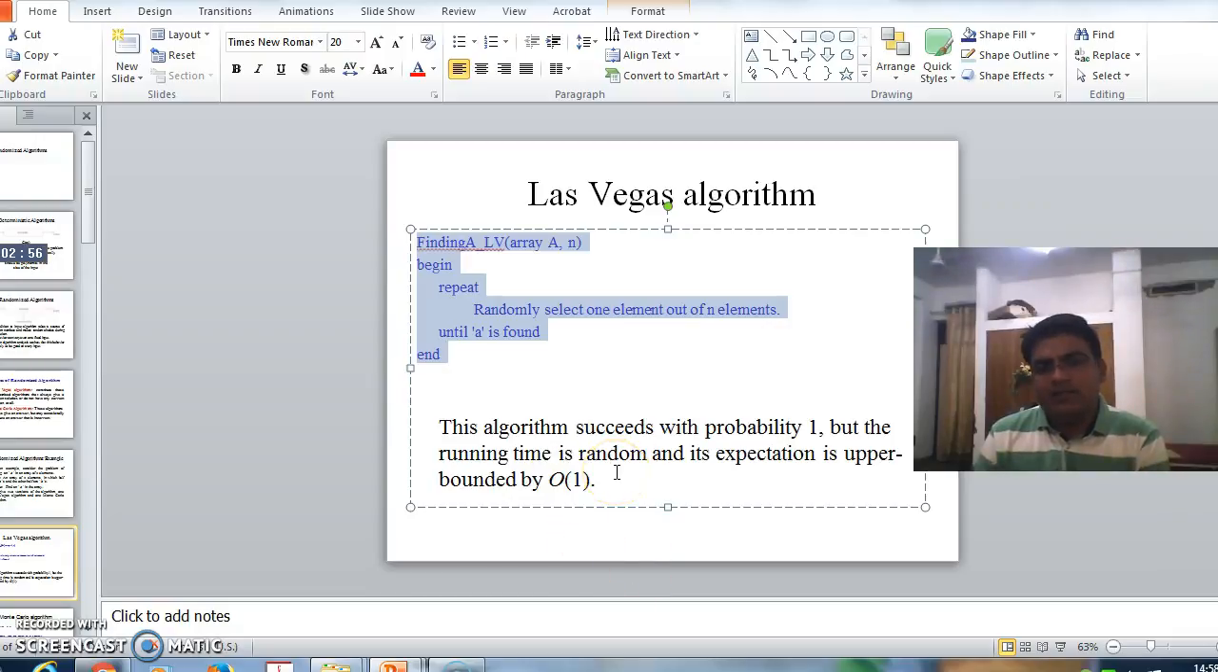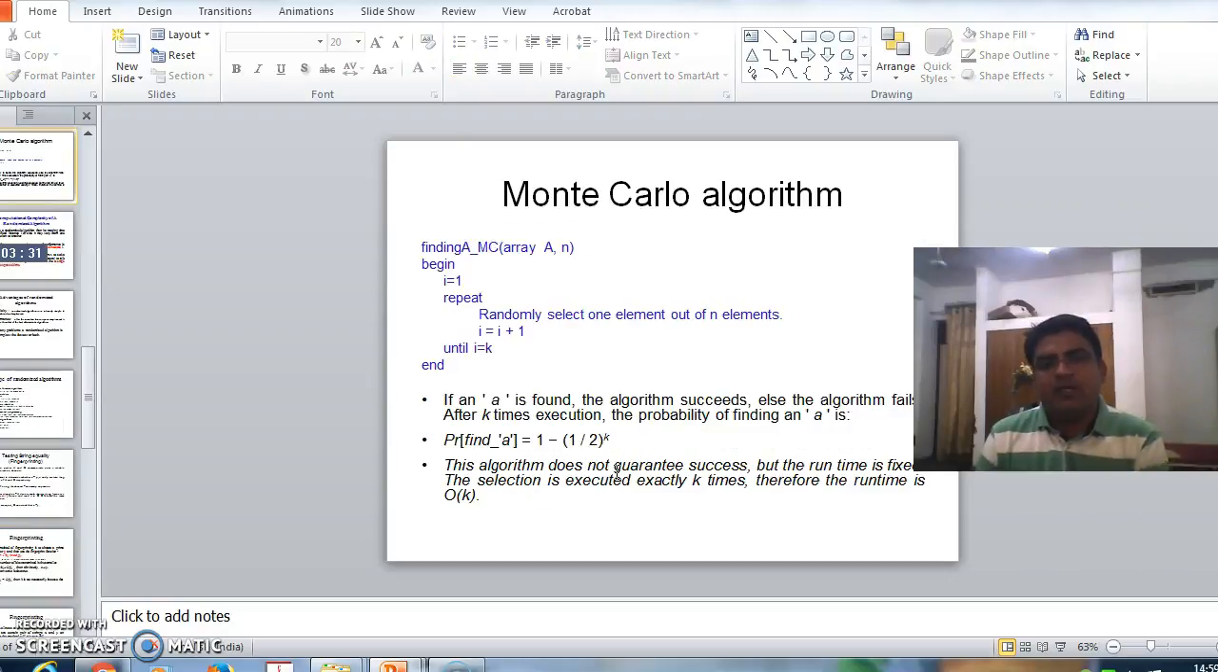Now we can see that this algorithm succeeds with probability 1, but the running time is random and its expectation is upper bounded by order of 1. Now the point is, why did this algorithm succeed with probability 1? As we can see, the Las Vegas algorithm runs until we get the solution, and it will stop only when we get the desired solution. As soon as we get the desired solution, we get the output, and that's why the output probability is 1.